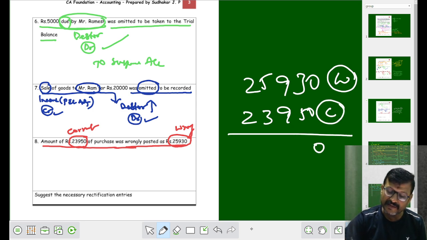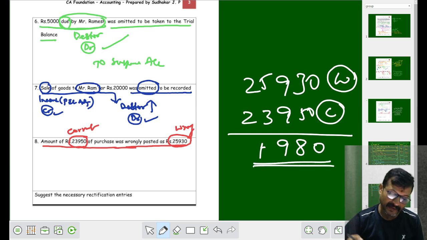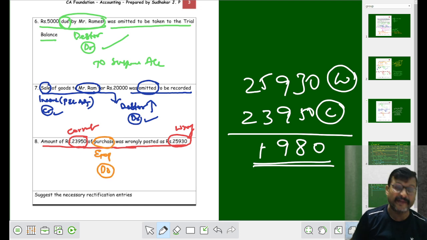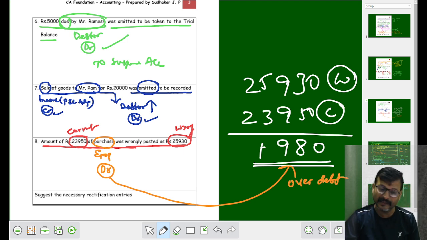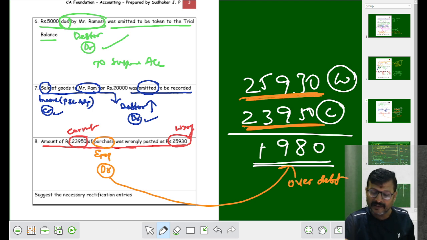Find out the difference. 1,980 rupees. 1,980 is over. What is over? Now, amount of 23,950 purchase. What do you mean by purchase? Purchase means expenses. Expenses is to be debited. Now, what you have taken? You have taken over debit. Instead of recording 23,950, you have recorded 25,930. So, you have recorded more, that is over debited.